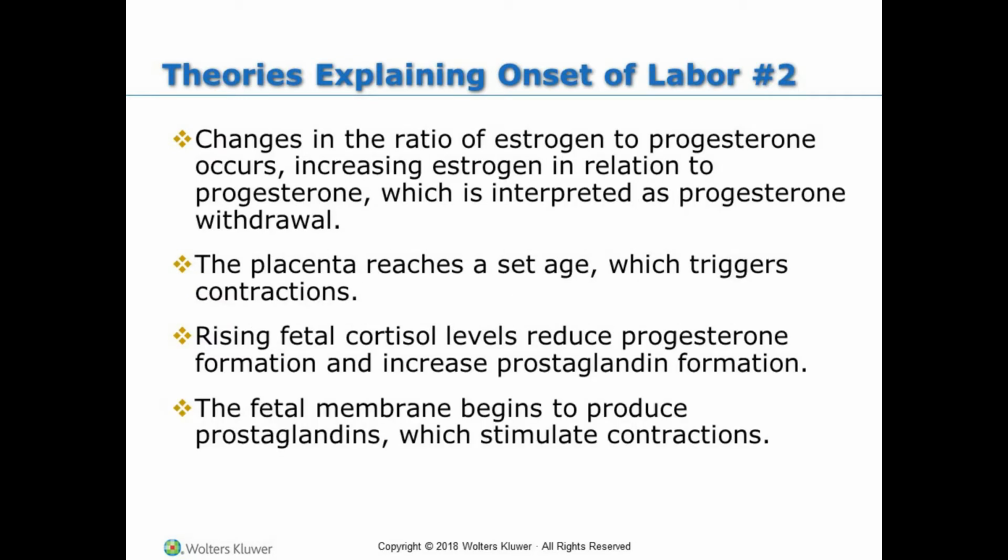Changes in the ratio of estrogen to progesterone occur, increasing estrogen in relation to progesterone, which is interpreted as progesterone withdrawal. The placenta reaches a set age, which triggers contractions. Rising fetal cortisol levels reduce progesterone formation and increase prostaglandin formation. The fetal membrane begins to produce prostaglandins, which stimulate contractions.